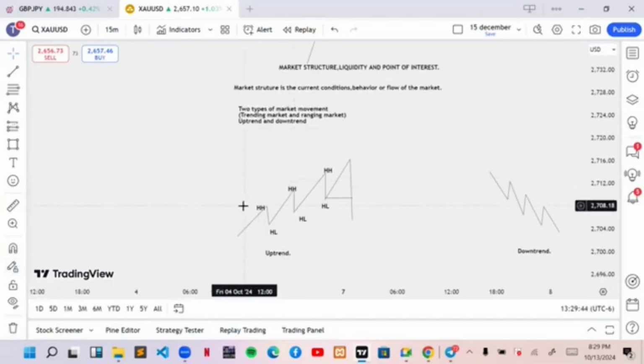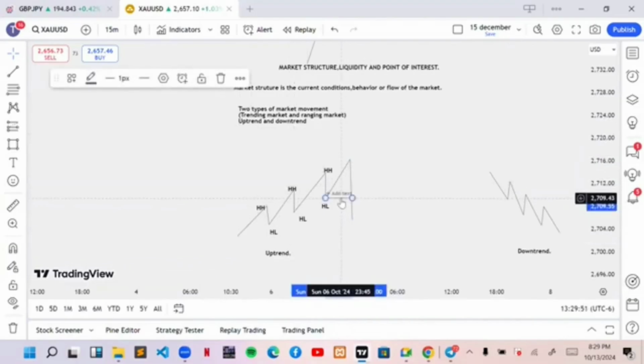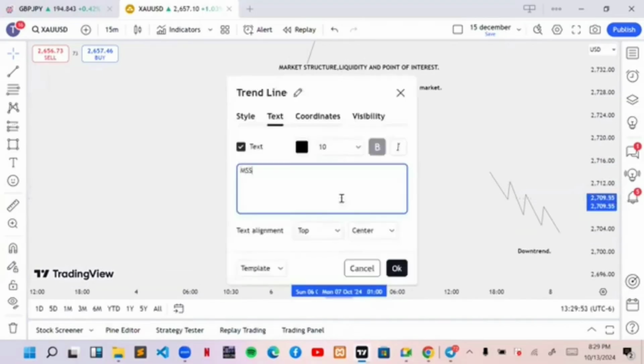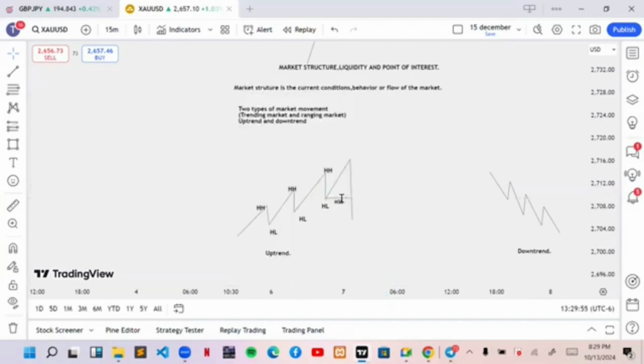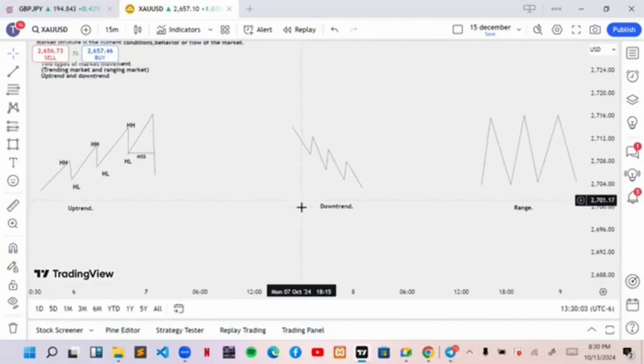So if you are in an uptrend, you'll be taking buys, buy continuations. Once there's a market structure shift here, I will signify that with MSS. Once that has happened, you're no longer going to be looking for buys in this trade. What you're going to pay attention to is look for sells. Same thing as when market is on a downtrend.